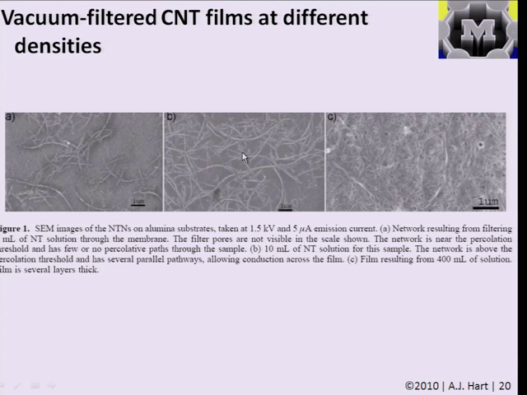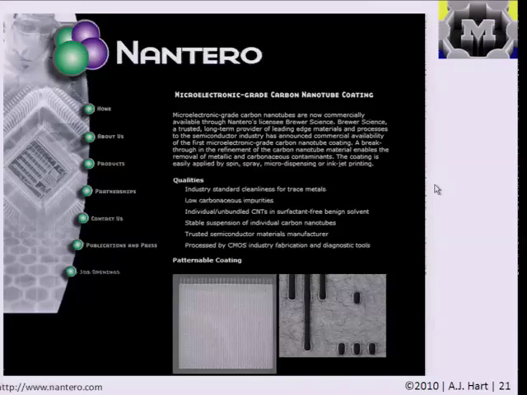So you see the ability to span different concentrations of structures just by adjusting the amount of time in this deposition process. And there are, in fact, commercial products now available that are dispersions of nanotubes that can be used to make these tangled networks. And one company that makes them is Nantero, and actually through another company, Brewer Science, you can buy a dispersion of nanotubes that can be spin-coated or vacuum filtered onto a substrate.